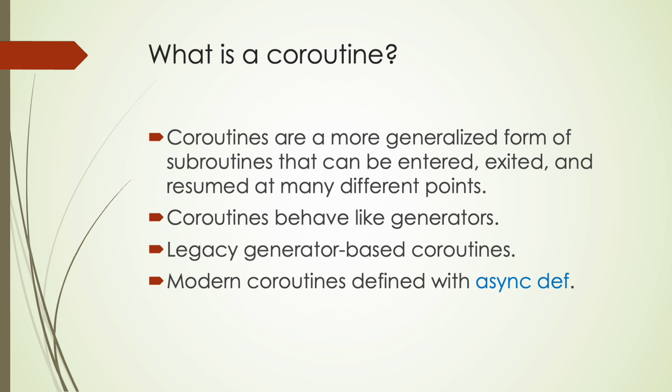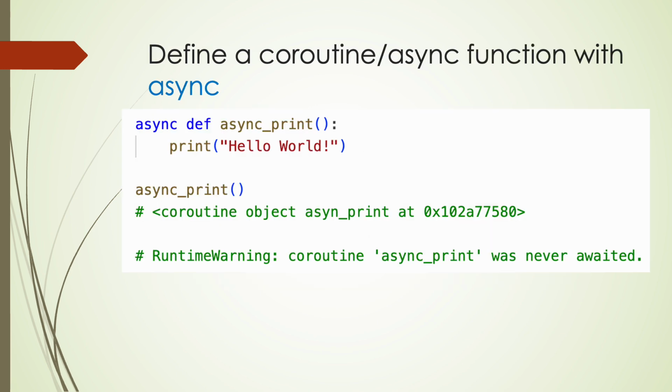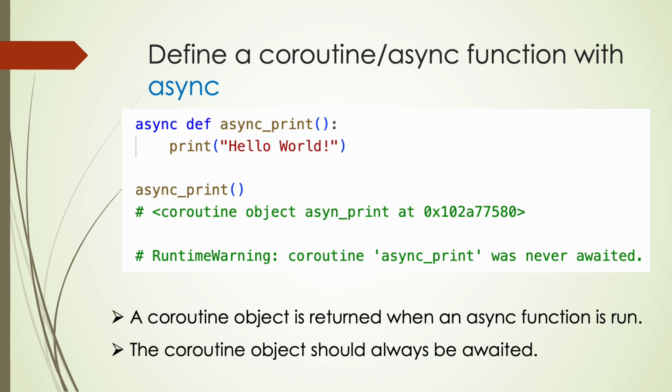As mentioned in the previous slide, we should use the async keyword to define a coroutine function, which is also simply called an async function. When the async function is run, the code in the function body will not be run. Instead, a coroutine object is returned. And if we run this code directly, we will see a runtime warning saying the coroutine was never awaited. From this example, we can see that the coroutine object is the object returned when running an async function directly.